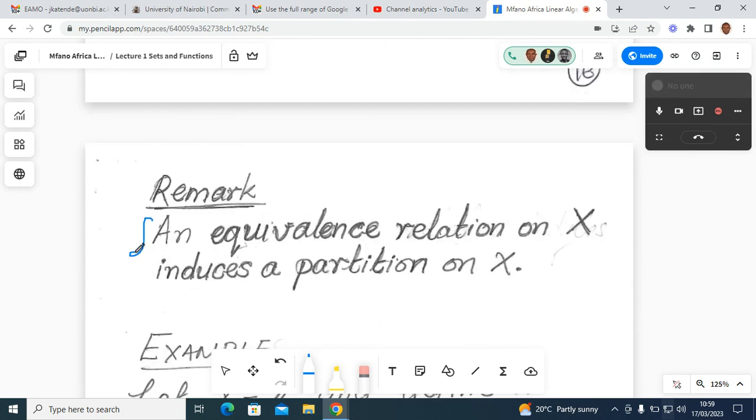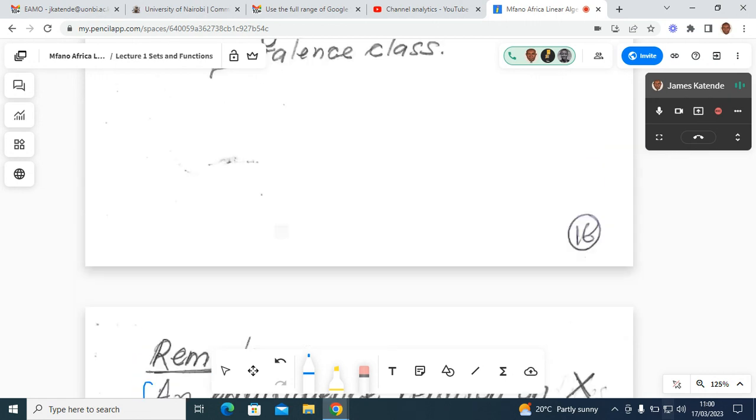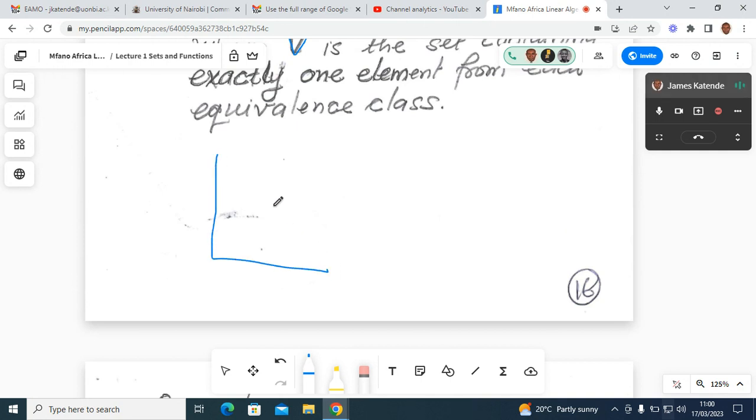From the statement we have made, an equivalence relation will always induce a partition on a set X. The reverse is also true. If you have a partition on a set X, the partition will also induce an equivalence relation on the set. Let me try to explain this. If you have an equivalence relation, we have seen that it will split your set into disjoint equivalence classes.